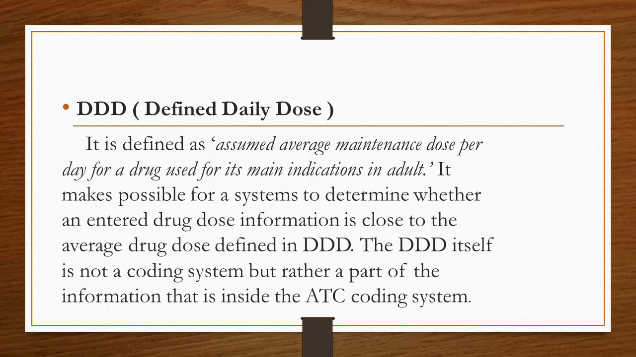For example, heparin B01AB01 has a DDD of 10,000 units, meaning that the average daily dose described for thrombolytic regimens is 10,000 units. It is important to note that not all ATC codes have DDDs, but only those drugs which have ATC have DDD.